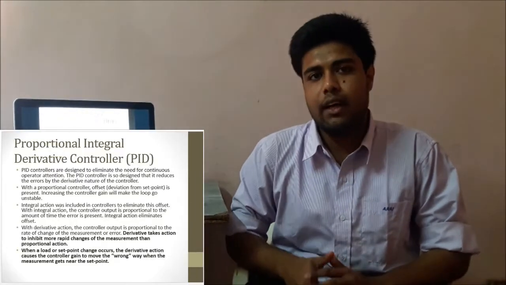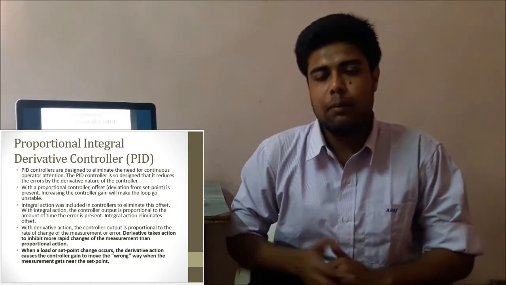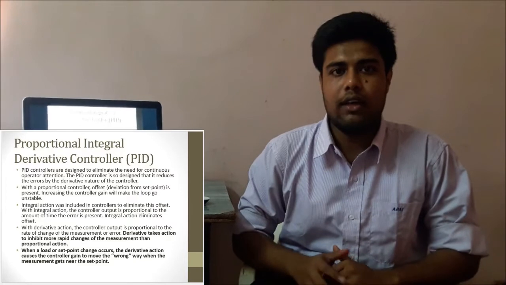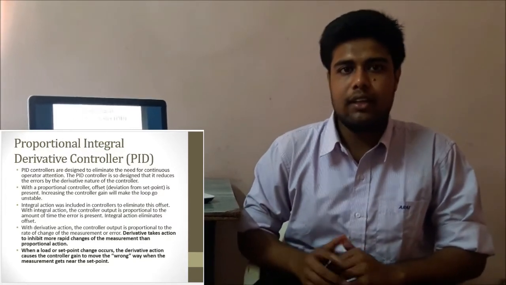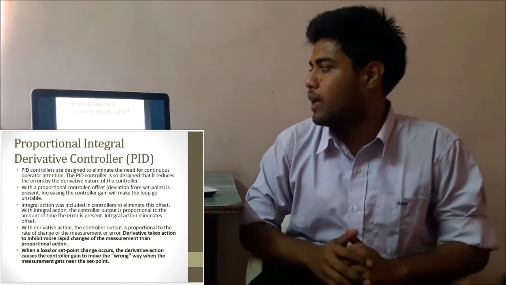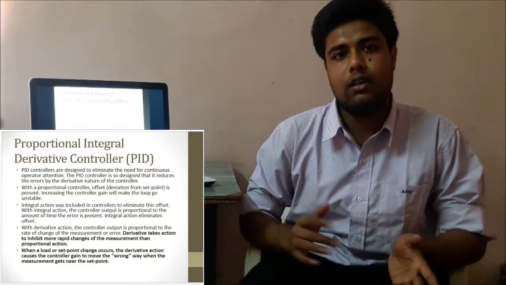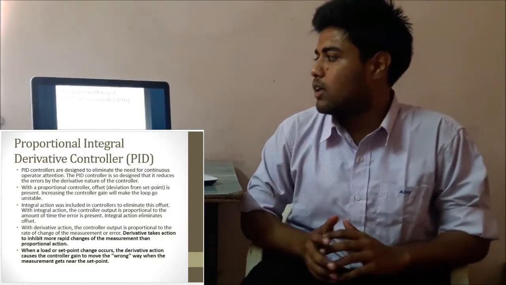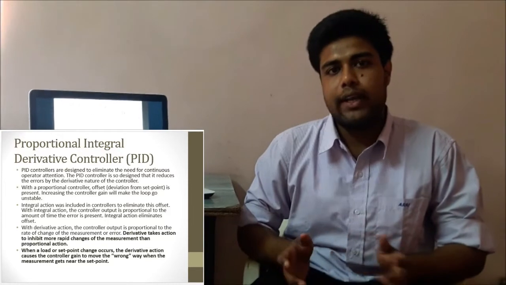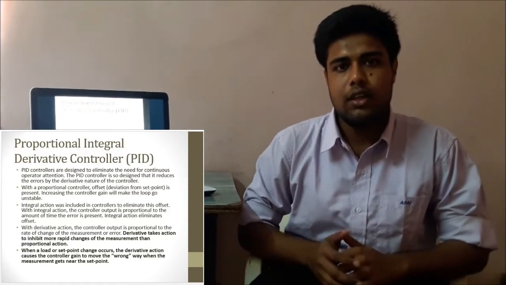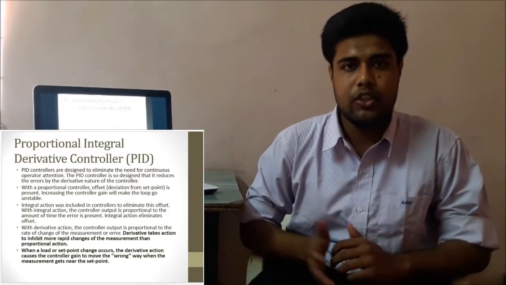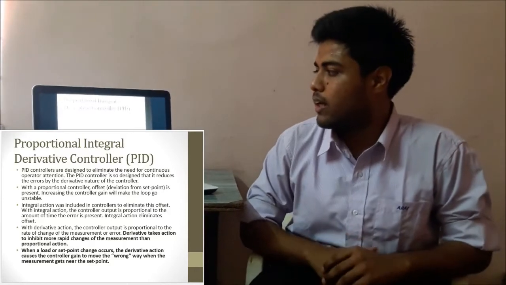The controller is basically a proportional integral derivative controller. The main use of the PID controller is to eliminate the errors or displacements, and the other main use is to eliminate the need for continuous operator attention. In a PID controller there are various actions. The first one is integral action, and the second one is derivative action.